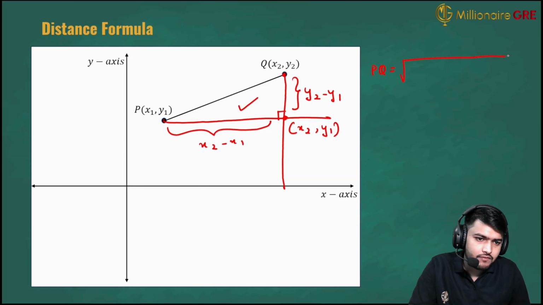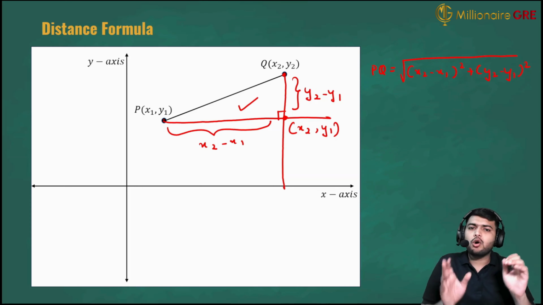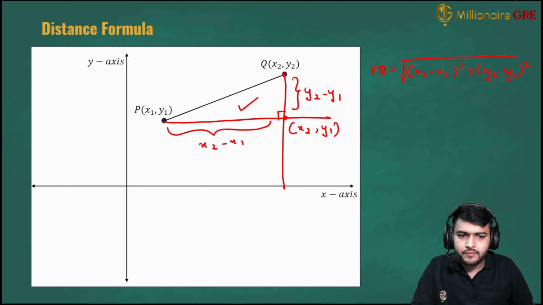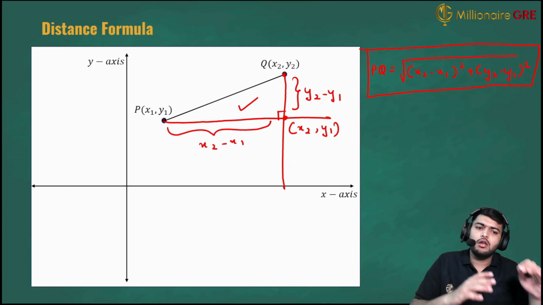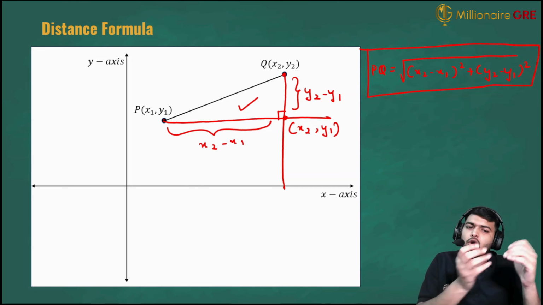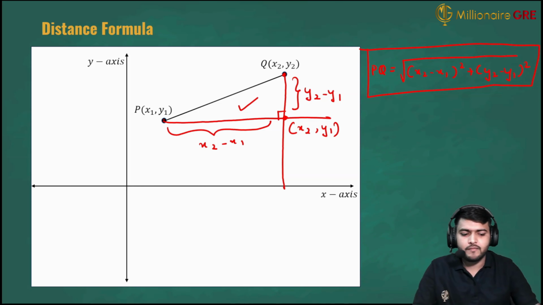Using Pythagoras theorem, we get PQ as square root of x2 minus x1 whole square plus y2 minus y1 whole square. Now this is nothing but distance formula. If you know the coordinates of any 2 points, you can find the distance between those 2 points using this formula, and the formula is square root of the difference in x coordinates whole square plus the difference in y coordinates whole square.